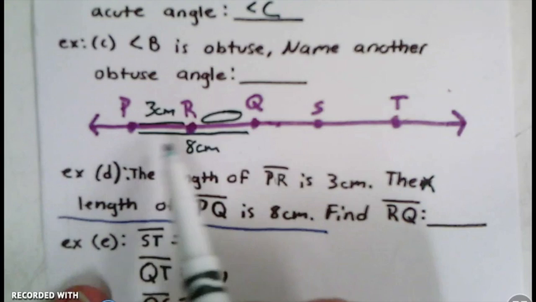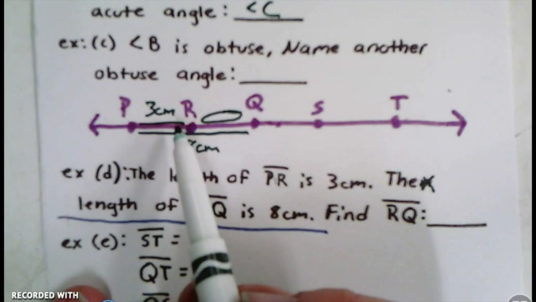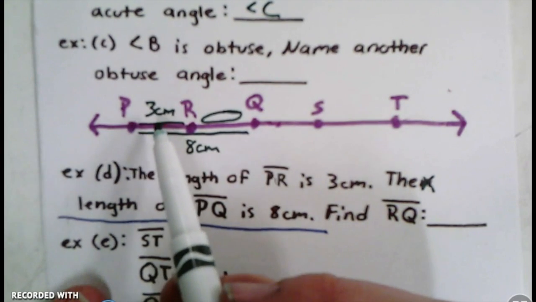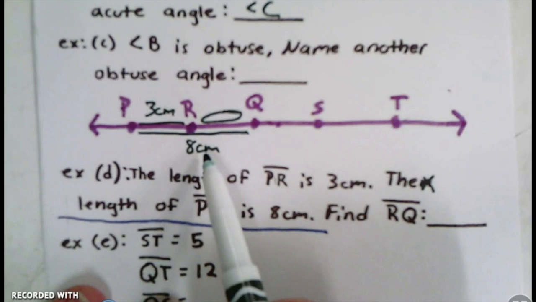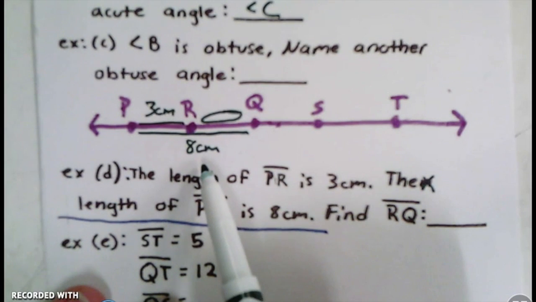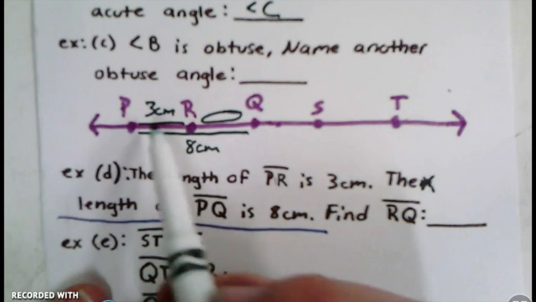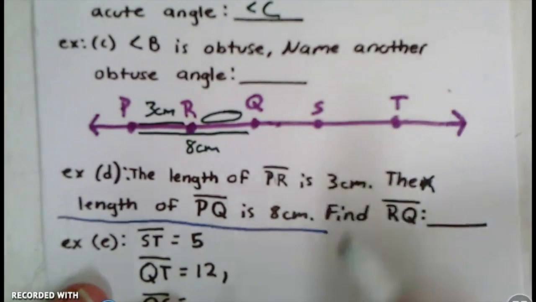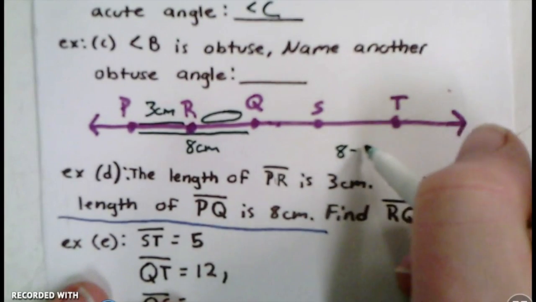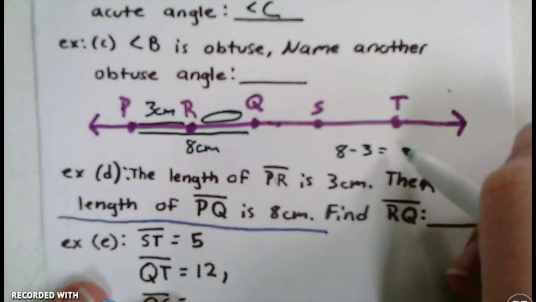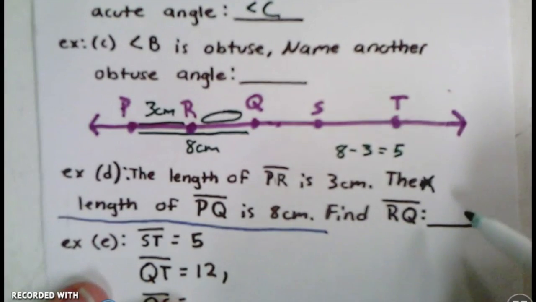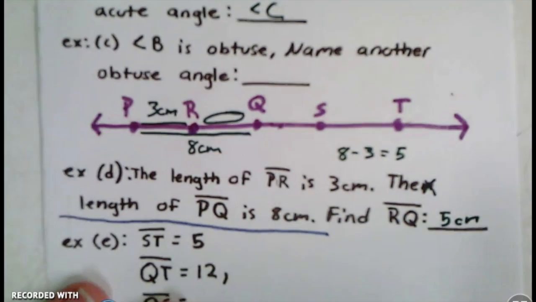So if this distance is 8 and this distance is 3, then I know that this plus this has to equal this. So to undo the addition, I'm going to solve with subtraction. So if 3 plus something equals 8, then 8 minus 3 will equal this. So if I do 8 minus 3, that equals 5. And so RQ is 5 centimeters.